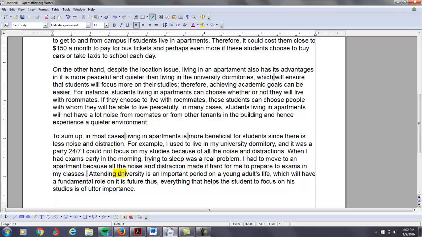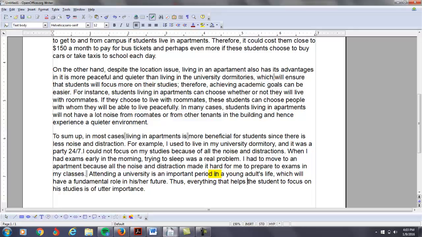You have attending a university is an important period in a young adult's life, which will have a fundamental role. Attending university is an important period in young adult's life, which will have a fundamental role. Listen, now that's a lot of grammar errors here. In his or her future. Period. Then start with a new sentence.